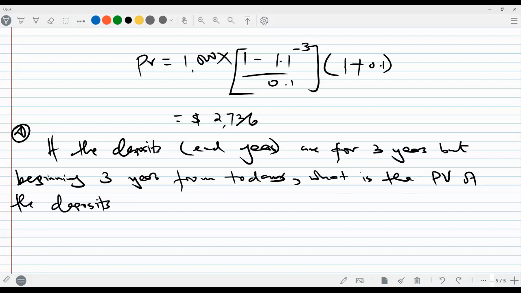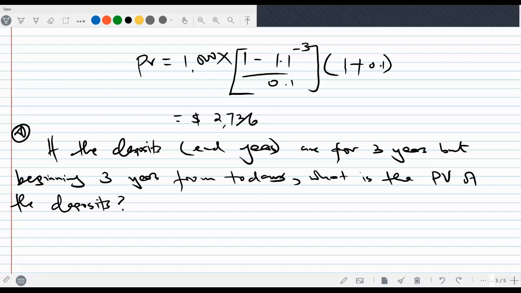Okay, can you attempt that? So the deposits begin 3 years from now for 3 years. What is therefore the sum present value of those deposits?